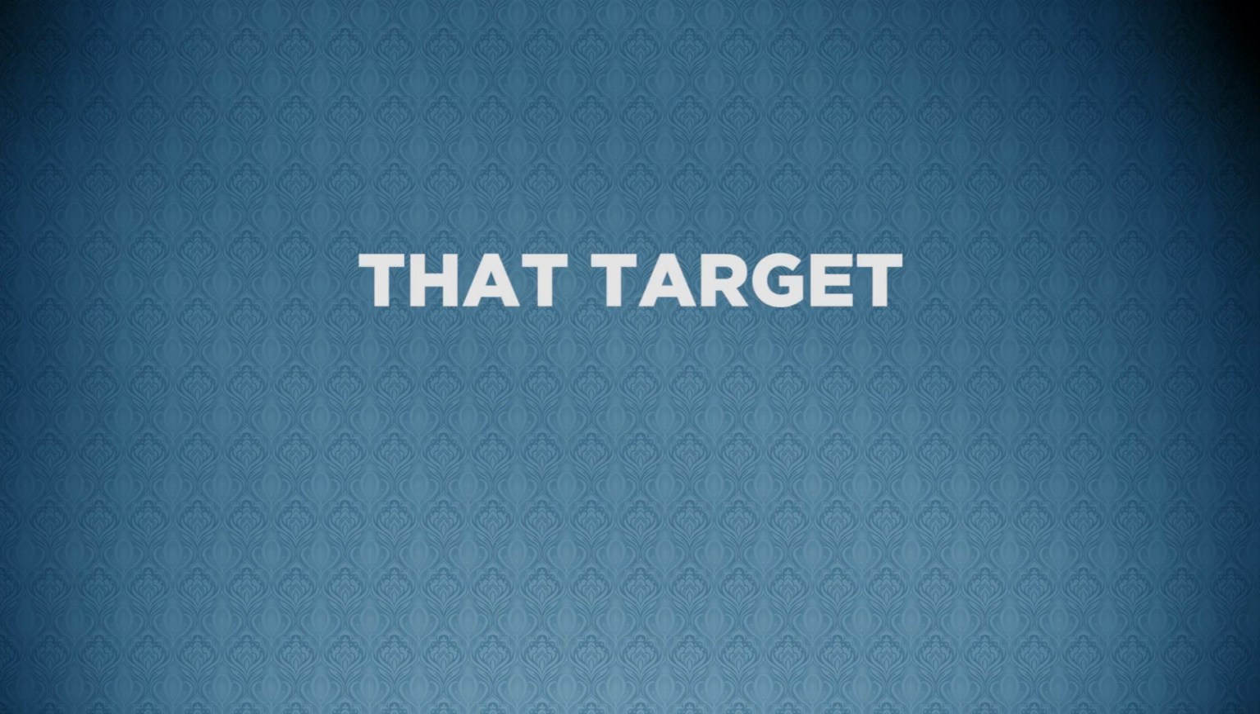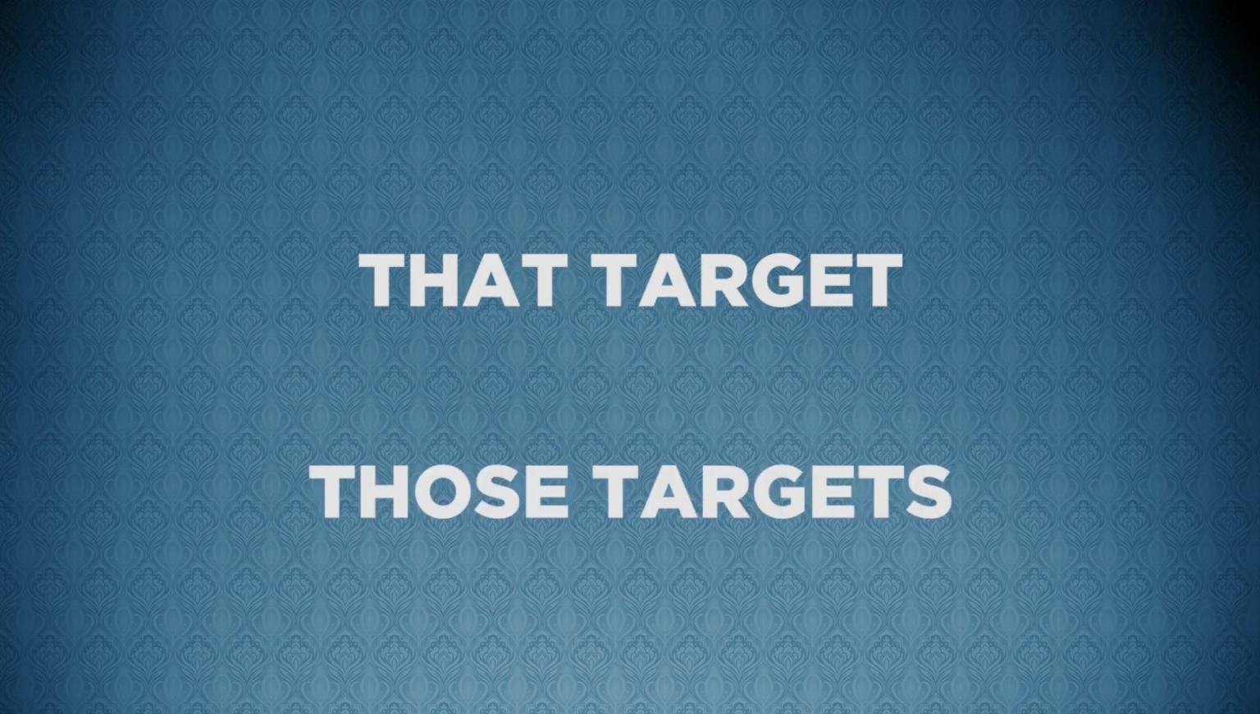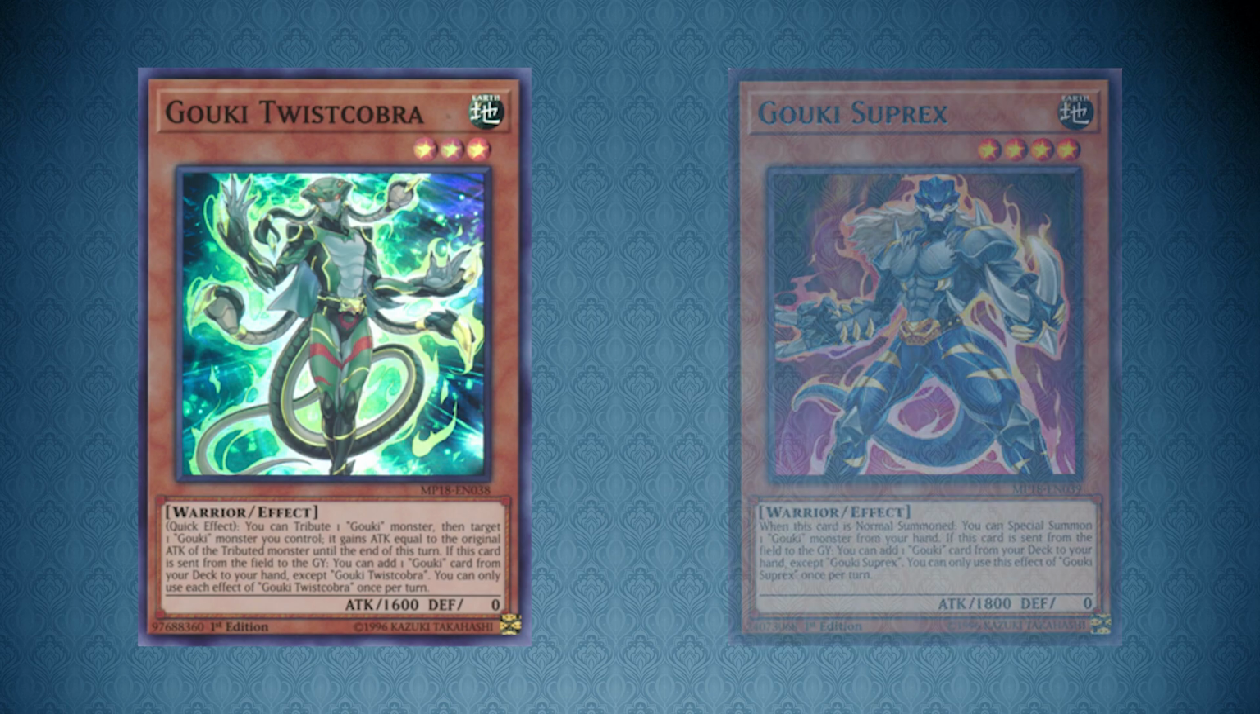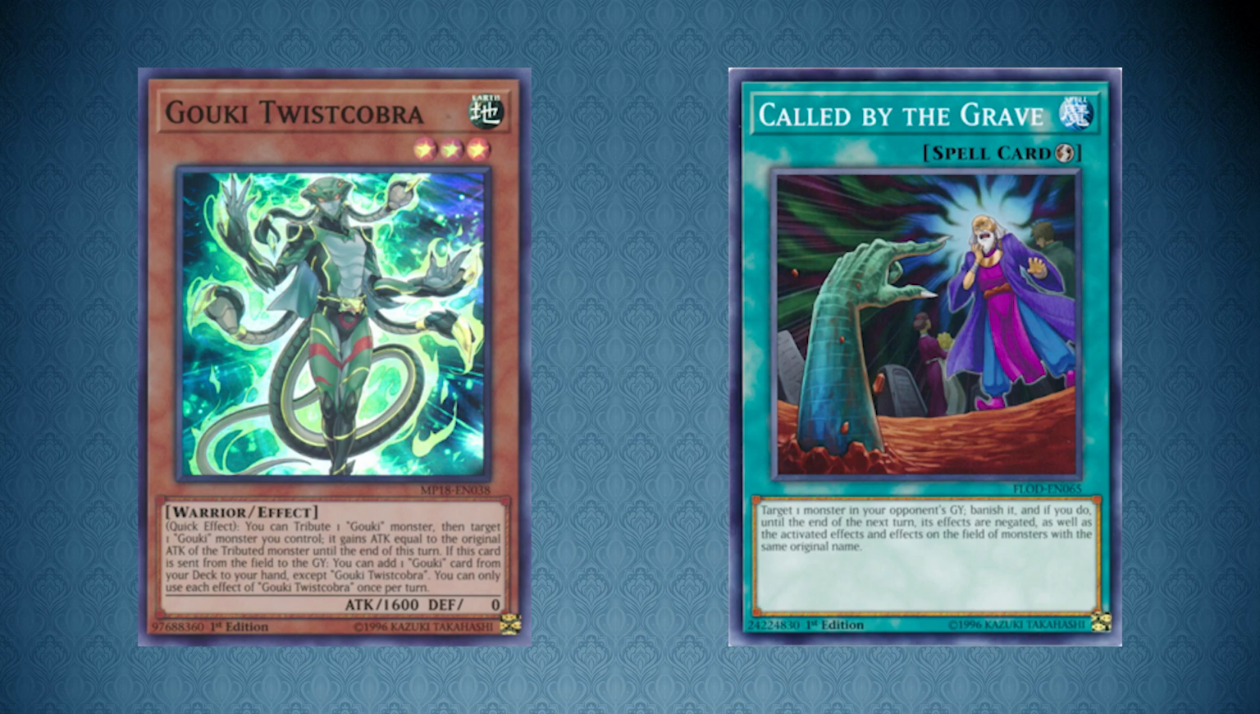The terms that target or those targets mean the target requirements must still be met in order to resolve, otherwise it won't resolve. An example of this would be Offerings to the Doomed. Effects that include the words it, they, and them mean the target requirements do not need to be met. An example of this is Goki Rematch or Soul Charge. This means if your opponent activates Rematch, targeting Twist Cobra and Suprex, and you activate Call by the Grave and banish the Suprex, then the Twist Cobra still gets summoned from the Grave, and so on.